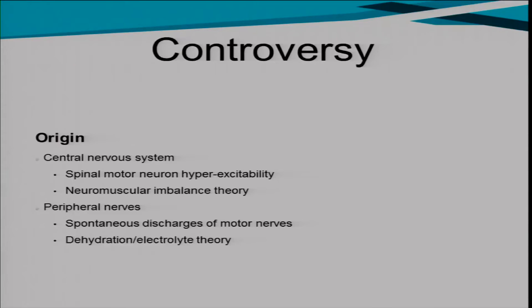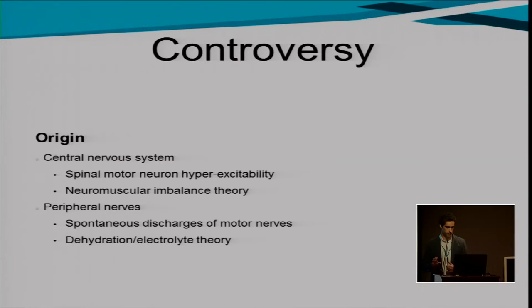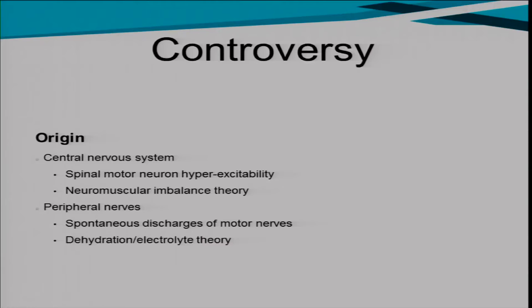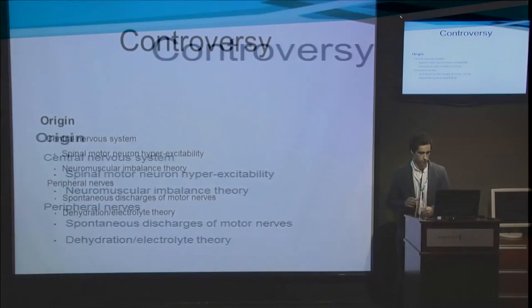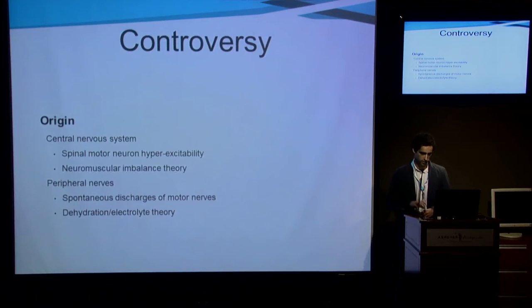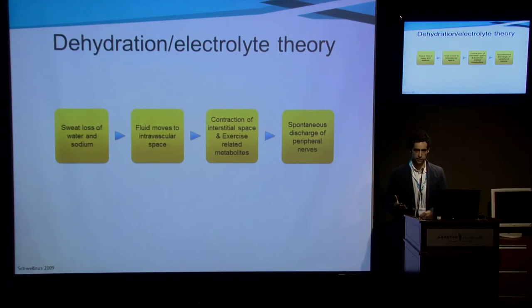But the controversy here that I found in this review is that the origin of the cramps could be from the central nervous system, and by central I mean it could come from the lower motor neuron, the spinal motor neuron, and that's related to the neuromuscular imbalance theory that I will speak further ahead. Or the origin of the cramps could be from the nerve terminals, from the periphery, not central origin. And that peripheral origin is related to the dehydration electrolyte theory. So, talking about what is the dehydration electrolyte theory.